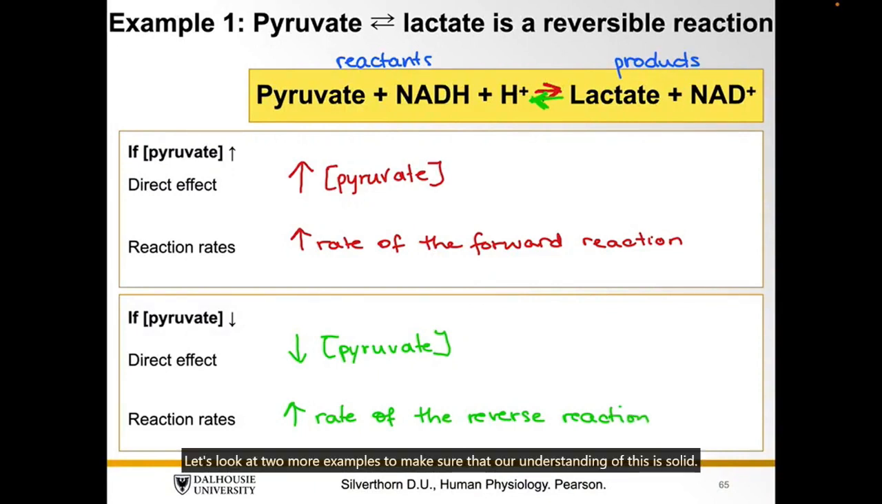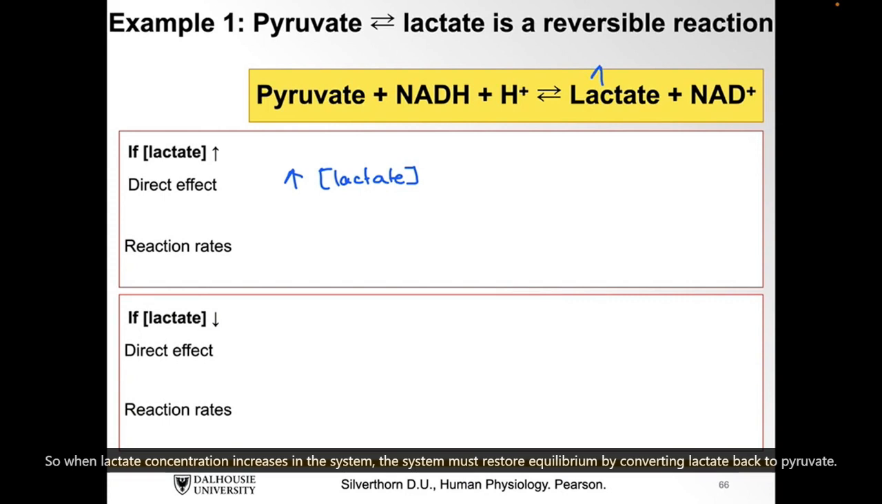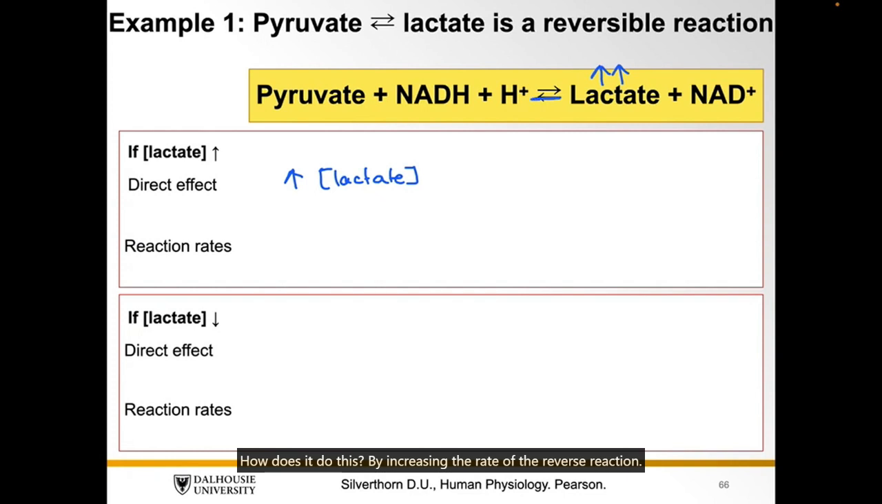Let's look at two more examples to make sure that our understanding of this is solid. What happens when the disturbances affect lactate? So now we look at an increase in lactate concentration. When lactate concentration increases, the system must restore equilibrium by converting lactate back to pyruvate. How does it do this? By increasing the rate of the reverse reaction. So, increasing the rate of the reverse reaction.